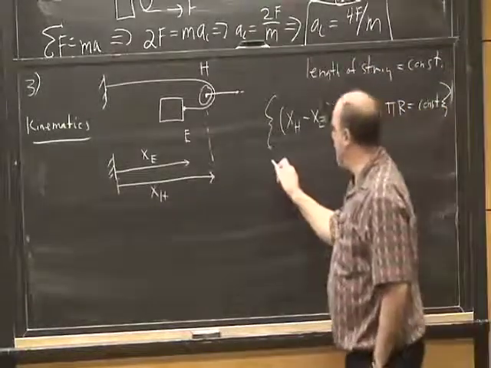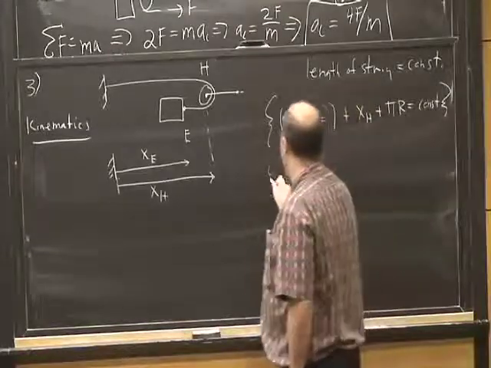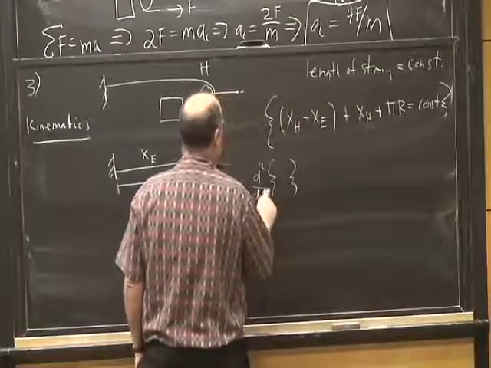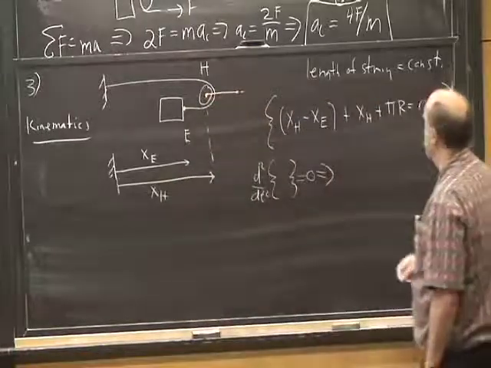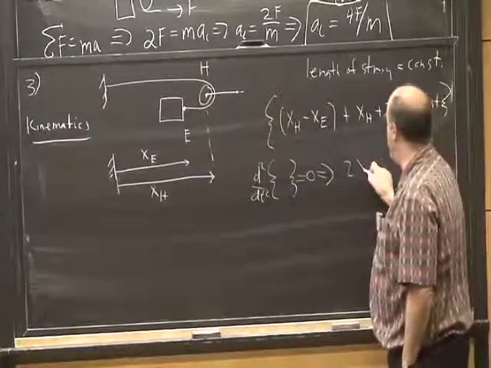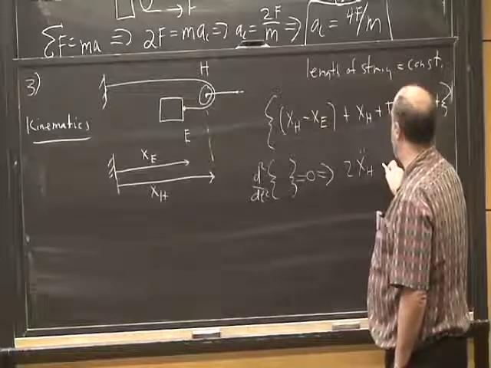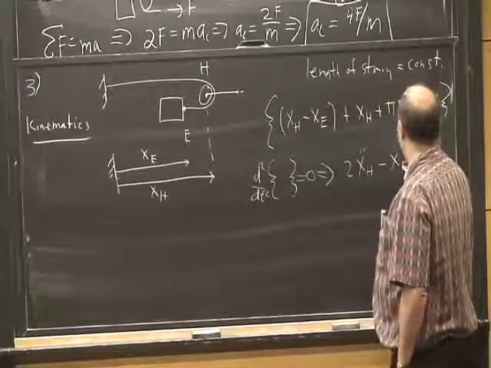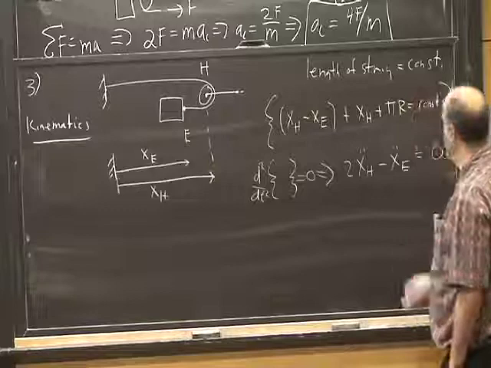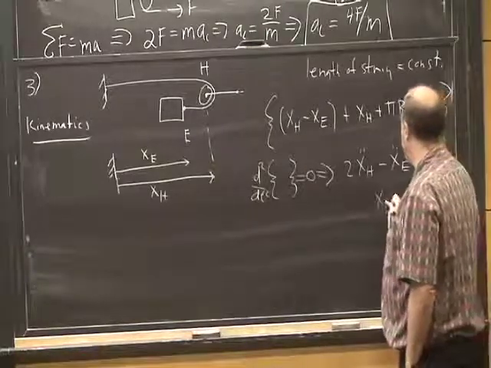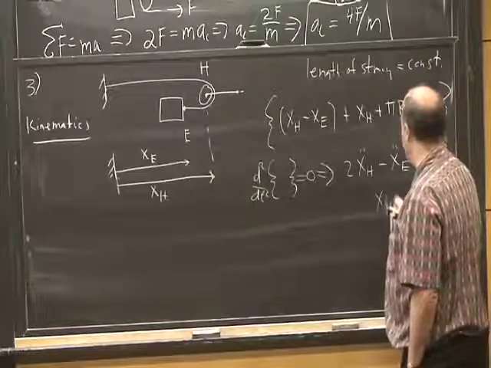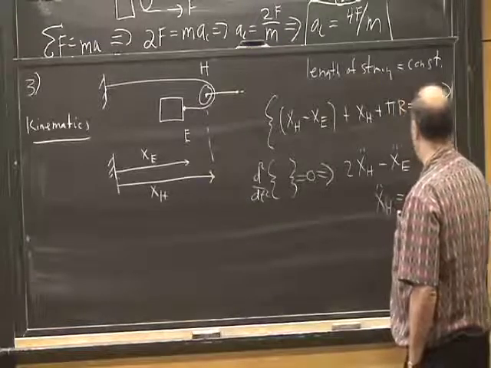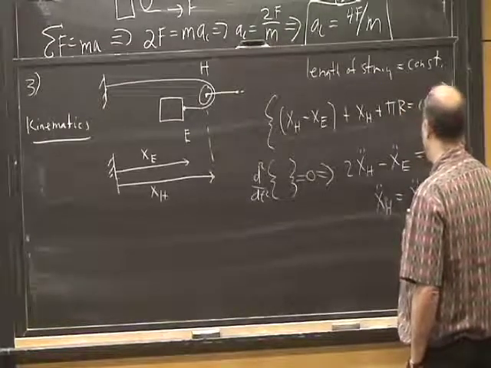Okay, so now we take this expression. We take the second time derivative of it, set it equal to 0. We have xh, xe, so we have 2 xh double dot minus xe double dot is equal to 0. So it says xh double dot, our object of interest, is equal to xe double dot divided by 2.